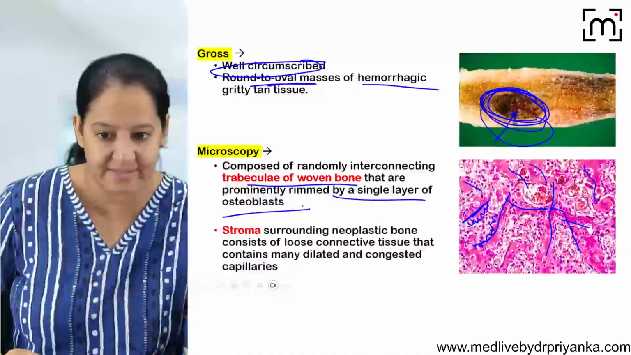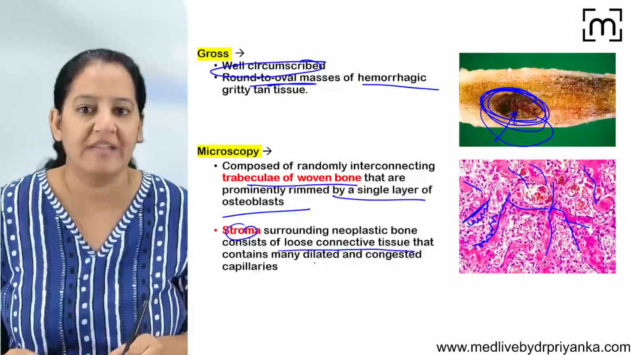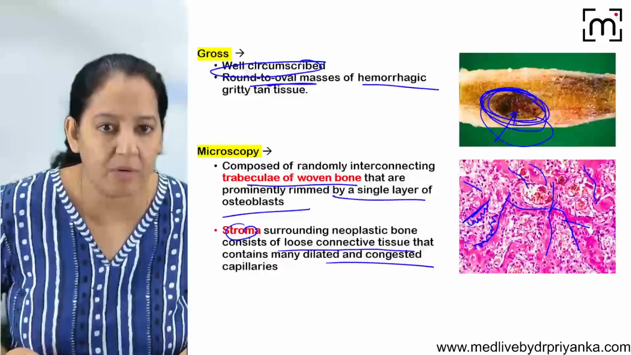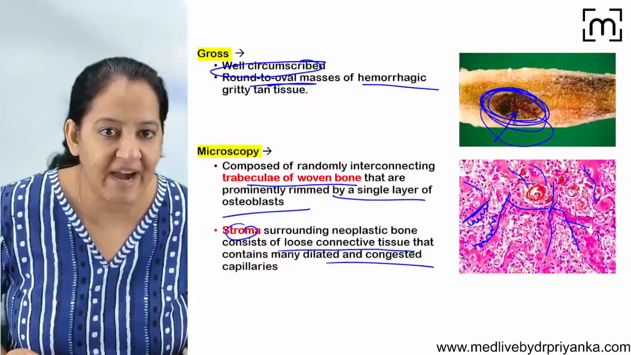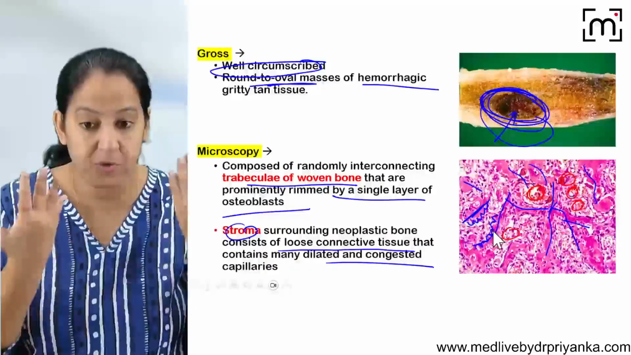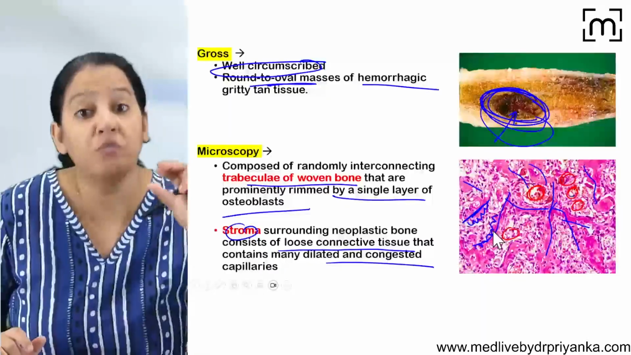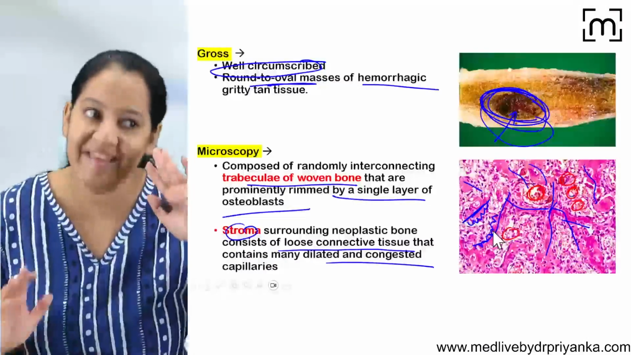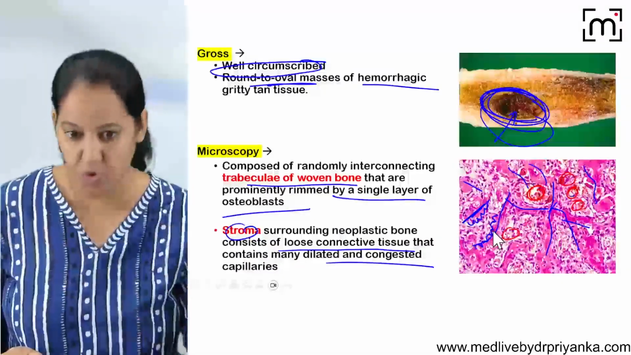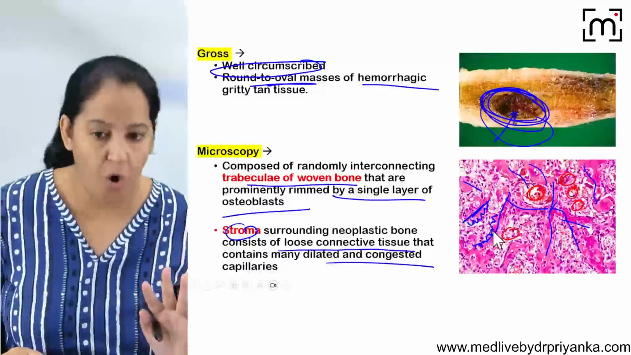And the background is having the stroma. The stroma is loose connective tissue that may contain dilated capillaries. Can you appreciate the dilated capillaries in the background? Appreciate the congested and dilated capillaries in the background in the loose stroma. So describe the microscopy. The tumor is in the form of bony trabeculae, woven bone trabeculae. They are lined by a single layer of osteoblast and the background, background means stroma, is loose and contains the dilated capillary. So you should be able to draw it also.